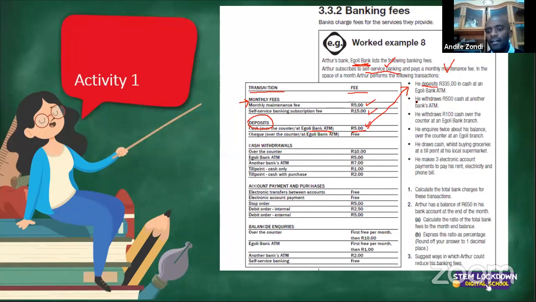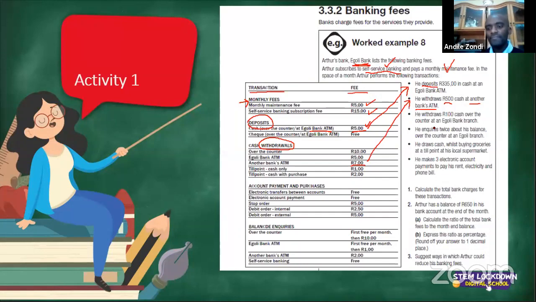Next, in this particular month, he also withdraws 500. So you need to look at withdrawals. The keyword is withdrawals. But where does he withdraw? He withdraws at another bank's ATM. So you need to look at another bank's ATM. There it is, another bank's ATM. So you'll also pay 7 rand. So the 7 rand goes there.